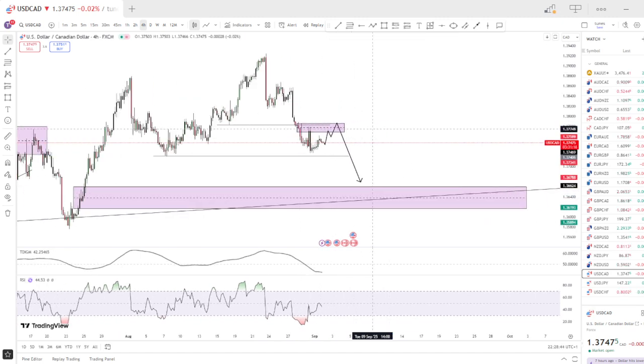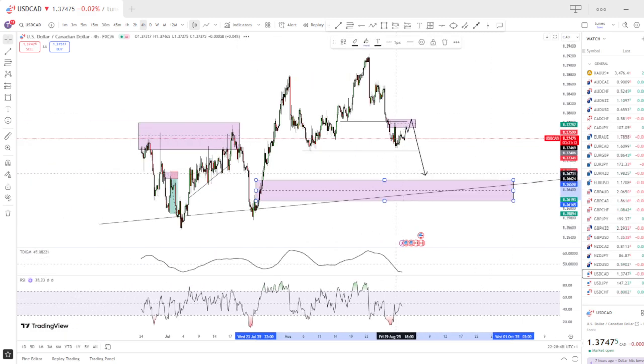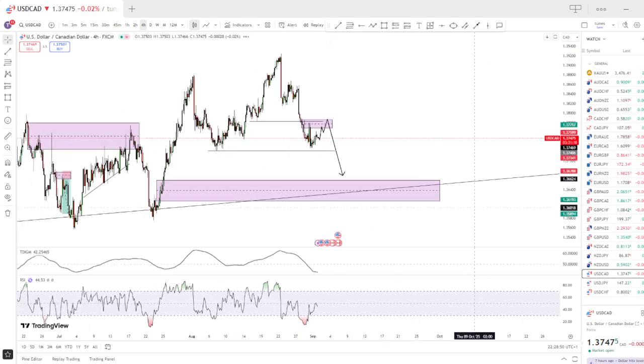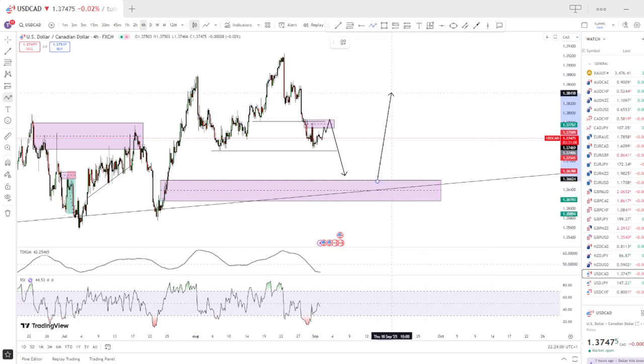But overall, the general trade I would prefer to take on this would be a buy from somewhere around here. So my buy POI is between 1.36598 and 1.36165. That is my buy POI on USD CAD. I believe that for me that would be a more conservative trade to take. So that's it for USD CAD.